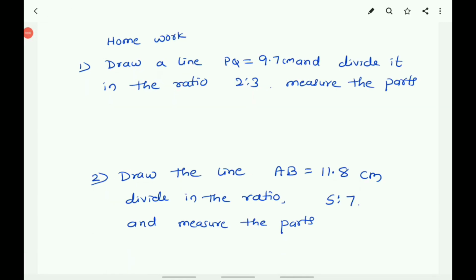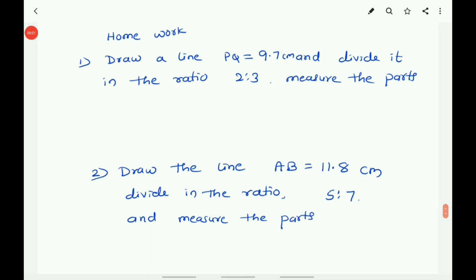Here there is homework for you. First one is draw a line PQ equals 9.7 cm and divide it in the ratio 2:3. Measure the parts. Second one is draw the line AB equals 11.8 cm and divide it in the ratio 5:7 and measure the parts.